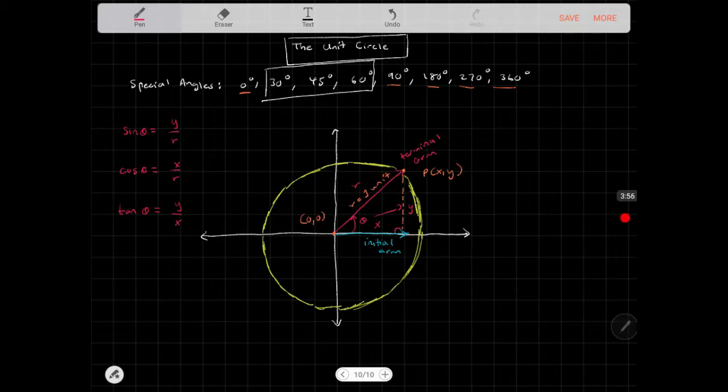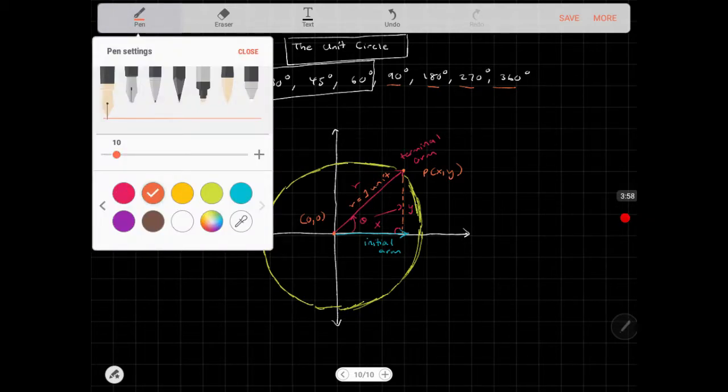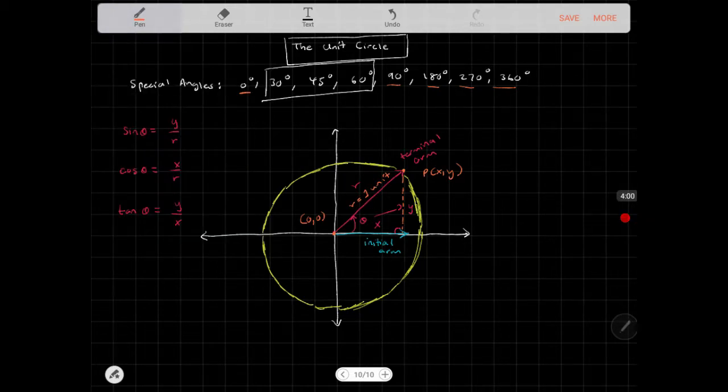Now there are a few things you want to note here. We said that this unit circle has a radius of 1 unit, so r here is 1. Because r is 1, sine theta is equal to y, and cos theta is equal to x. And just from this, you can note that tan theta is y over x. Because sine theta is y and cos theta is x, we get tan theta is equal to sine theta over cosine theta. This is actually a really important identity that you're going to be using a lot later on.